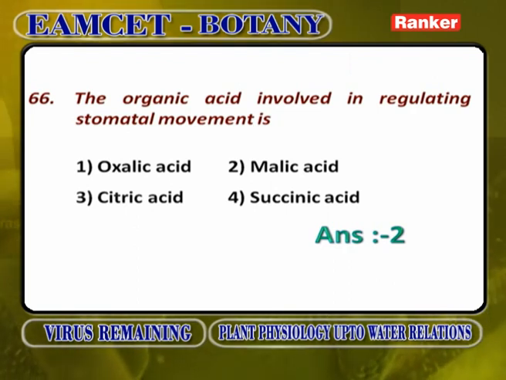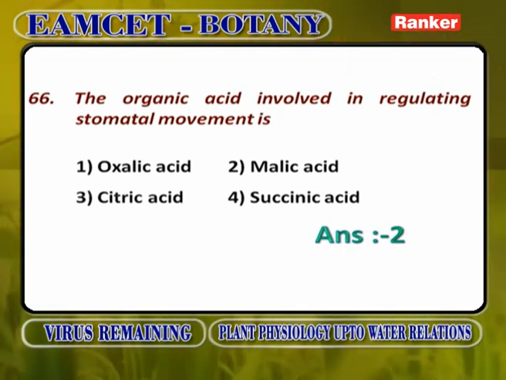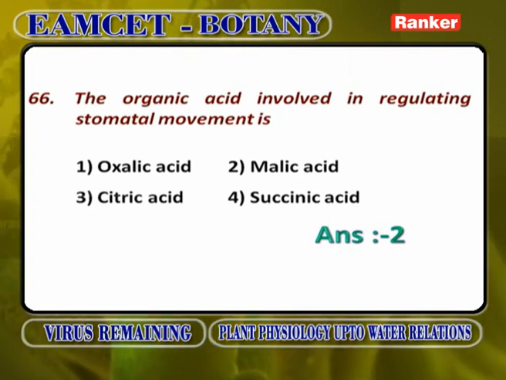During night times, the same malate ions combine with H plus and become malic acid, and this malic acid comes out into the cells, either stored in the subsidiary cells or thrown out of the guard cells nearer to the process, that is the Krebs cycle, and they get involved in the Krebs cycle. So, the organic acid involved in regulating stomatal movements is malic acid, the second option.